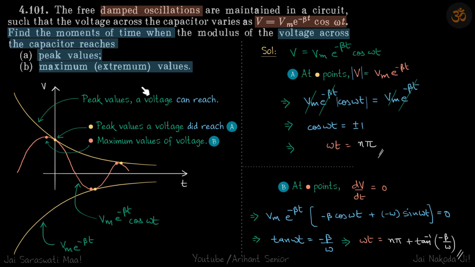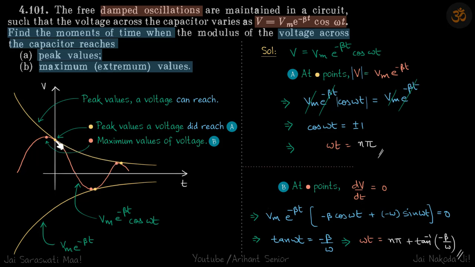Now second point, when it reaches its maximum values, at maximum values dV by dt is equal to 0. So we'll just differentiate this. When we differentiate this, we get this equation and then we equate it to 0. From here we get tan omega t is equal to minus beta by omega, or omega t is equal to n pi plus tan inverse minus beta by omega. So you can see the time where the maximum is reached is slightly less than n pi. So that's what it represents.